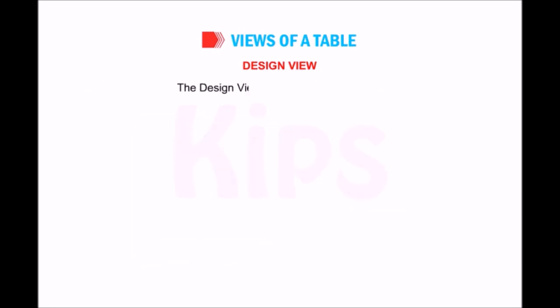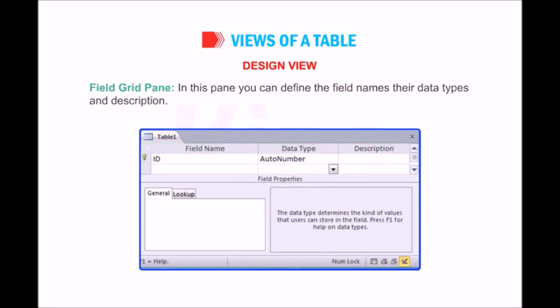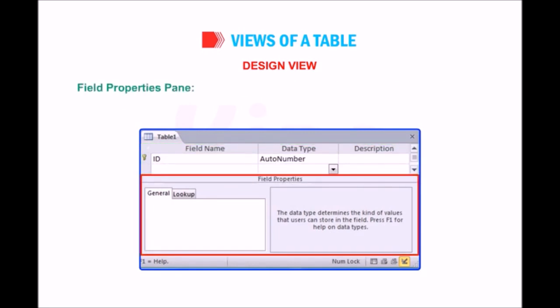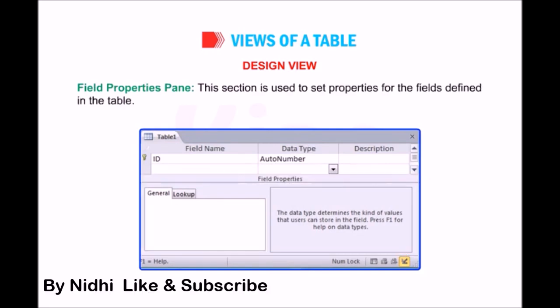The Design view is divided into two parts. Field Grid pane. In this pane, you can define the field names, their data types and description. Field Properties pane. This section is used to set properties for the fields defined in the table.